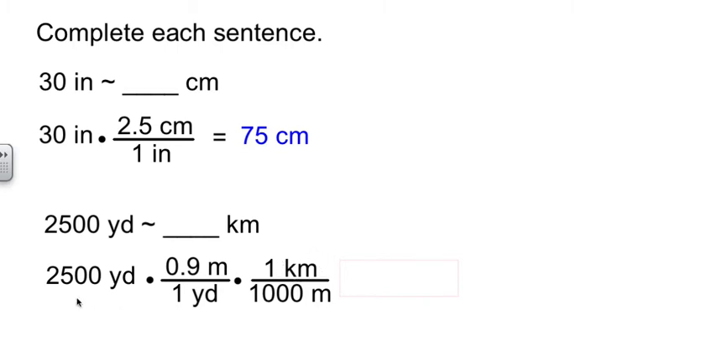So now it's just time to grab the calculator again. 2,500 times 0.9 divided by 1,000. And we find out that 2,500 yards is roughly equal to 2.25 kilometers. So really not that hard, just you have to use different numbers.